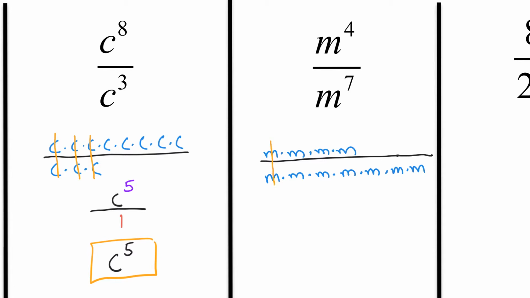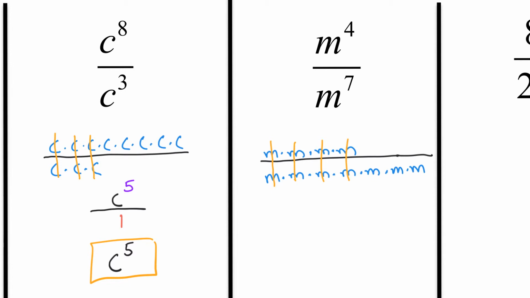This m divided by m, that's 1, because anything divided by itself equals 1. M divided by m is 1. M divided by m is 1. And m divided by m is 1. Now, pay attention. You notice that on the bottom of the fraction, that's where we have the actual m's that are not simplified to 1. On the previous one, we had the c's on the top of the fraction. So here, you have to keep the m's on the bottom.